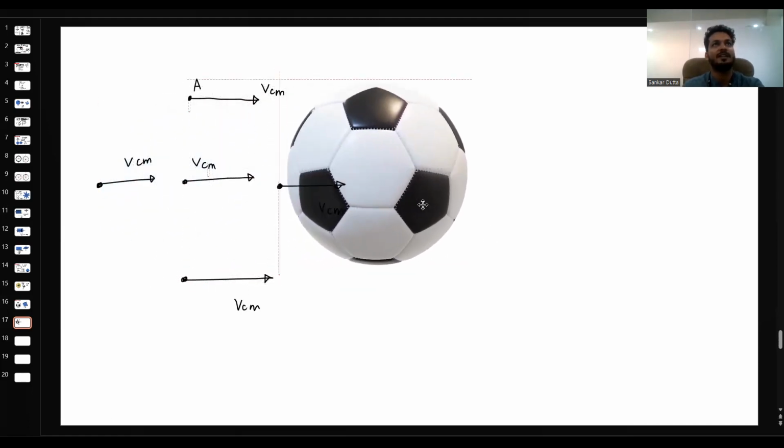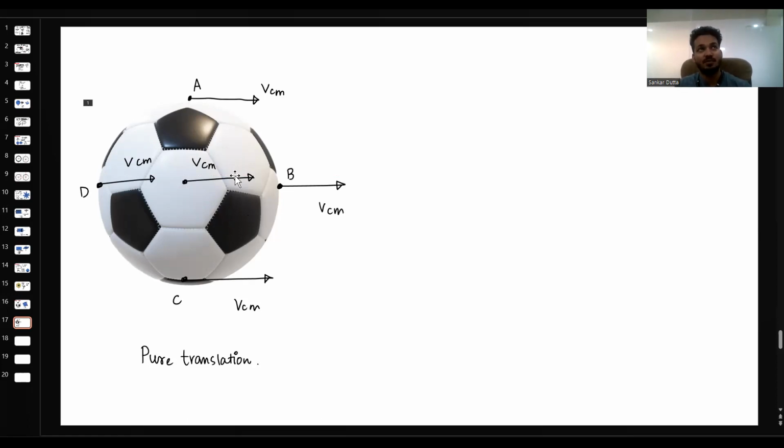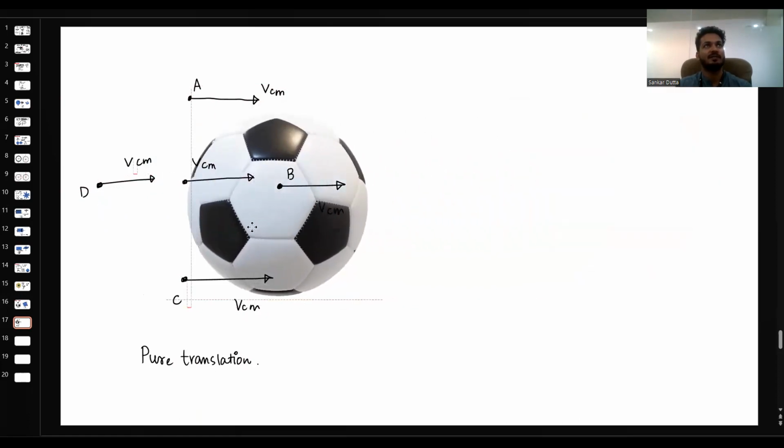Translation means all the particles move together in the forward direction. So this is known as pure translation. Did you understand what I'm trying to say? If there is no relative motion between the particles of a body, it is known as translatory motion, because if the center of mass is moving with VCM, all the other particles are also moving with the same velocity. So the body tends to go forward like this. Please let me know if that makes sense.